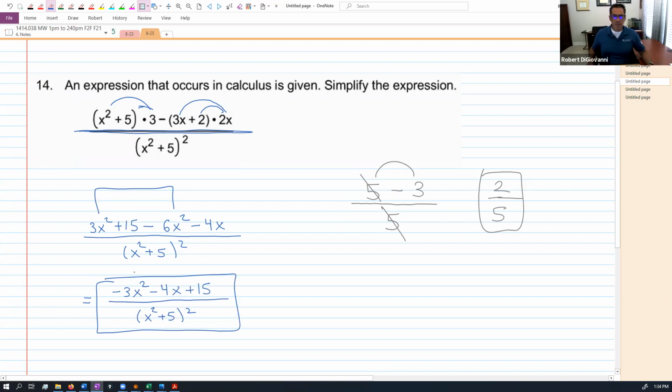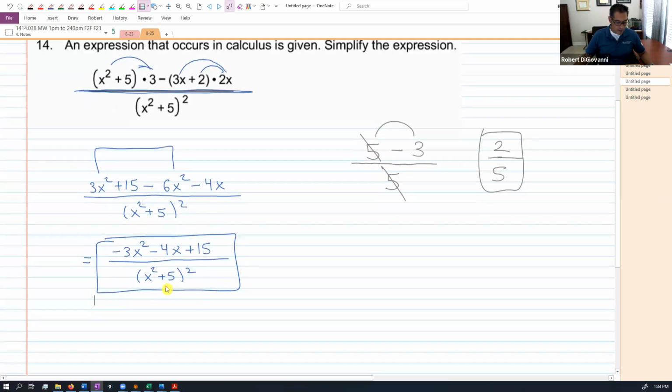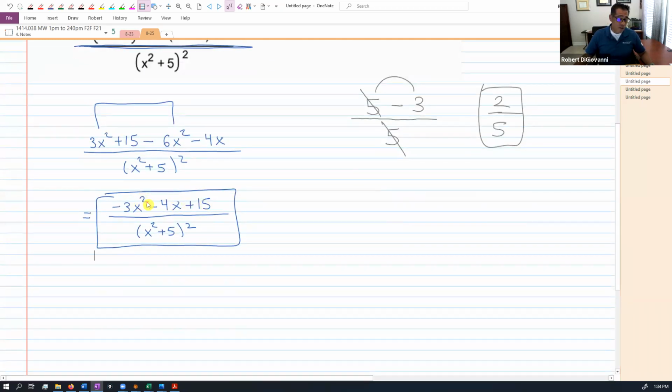Any questions? Is that where we stop? Yeah, I mean, unless we can do anything else. And the only other thing we might be able to do is maybe factor the numerator. Maybe. It could be that it factors and then maybe it cancels, but it's not going to.